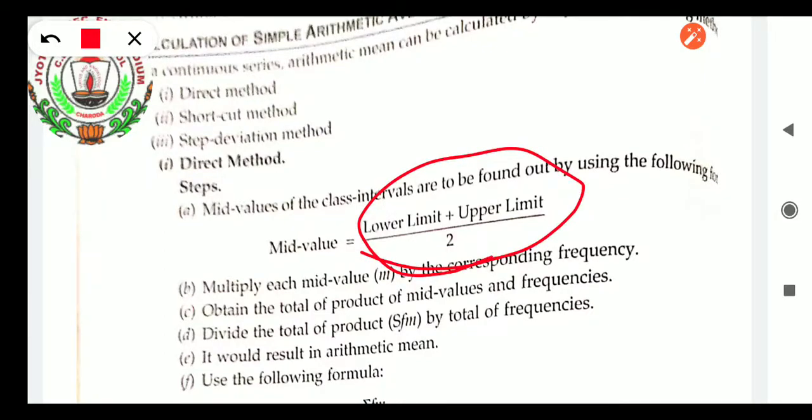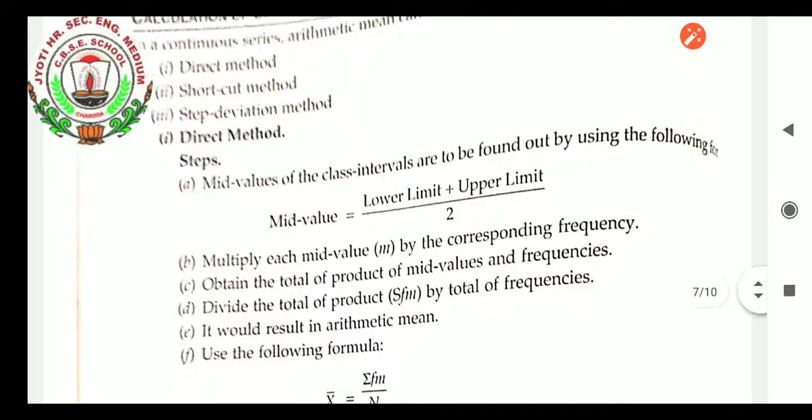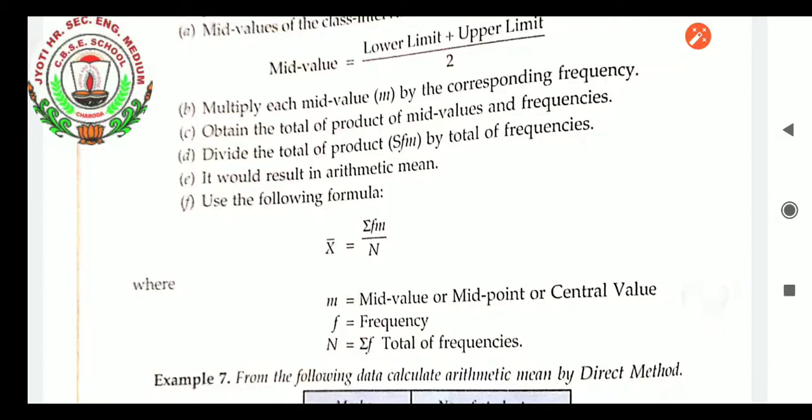So the very first step of the direct method: mid values of the class intervals are to be found out. This can be found out by adding lower limit plus upper limit upon 2. Multiply each mid value by the corresponding frequency. Obtain the total of the products and of the frequencies. Divide the total of products by the total of frequencies. It would result in the arithmetic mean. The formula is as follows: mean equals sum of fm upon n.